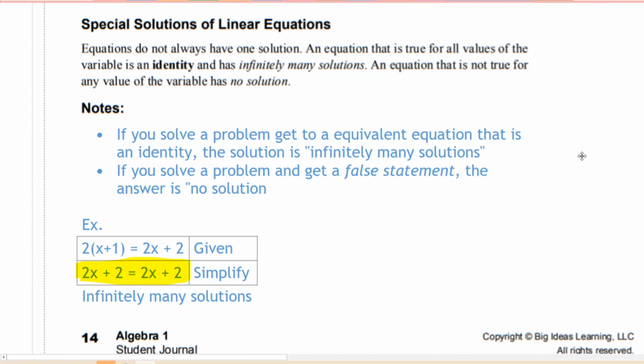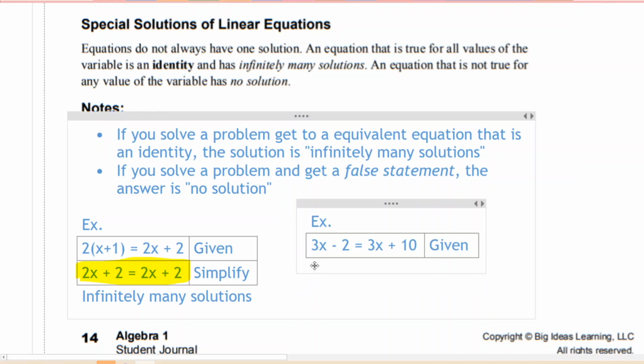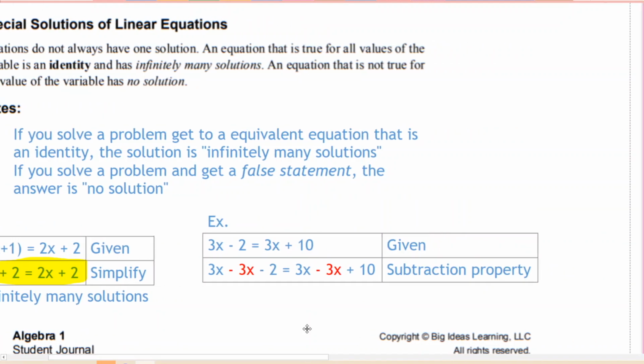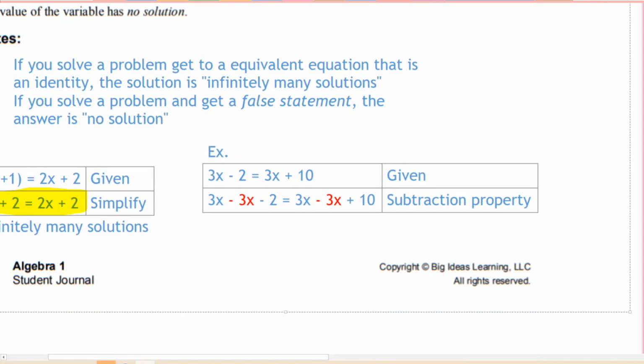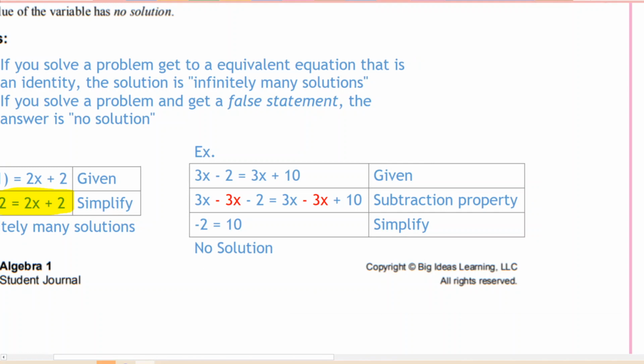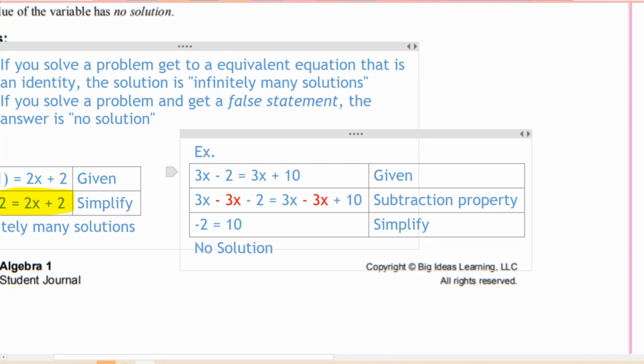Now the flip side of that is, what if you solve an equation and you get a false statement? Well, in that case, what you would write is no solution. So to illustrate that, what if I had the problem 3x minus 2 equals 3x plus 10? Well, let's try and solve that. Now the first thing that you would probably do is subtract 3x from both sides of the equal sign. And if you simplify that, you get negative 2 equals 10, which is not true. Now the implication here is it doesn't matter what number you use for x, you're going to get a statement that is false.